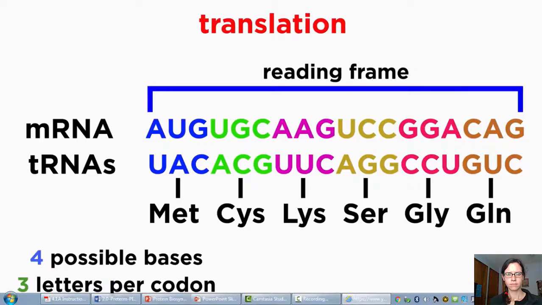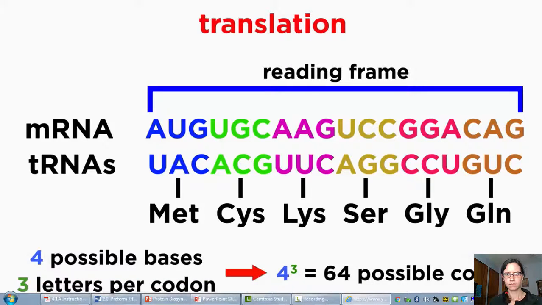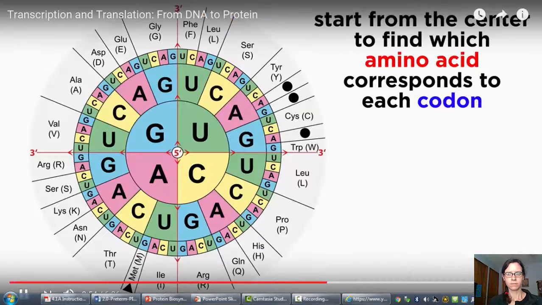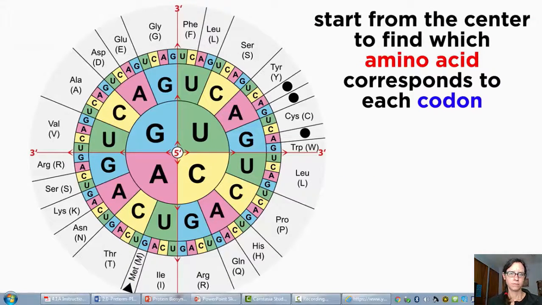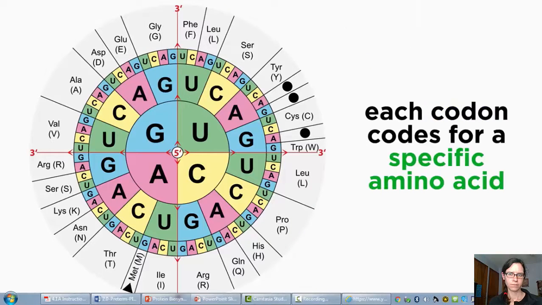Since there are 4 bases and each codon has 3 letters, 4 cubed gives us 64 different possible codons, which is more than enough to code for all the amino acids we need. Here is a table of all the mRNA codons and the amino acids they code for. Notice that there is some redundancy, with multiple codons resulting in the same amino acid. But there is no ambiguity. Each codon corresponds to a particular amino acid.